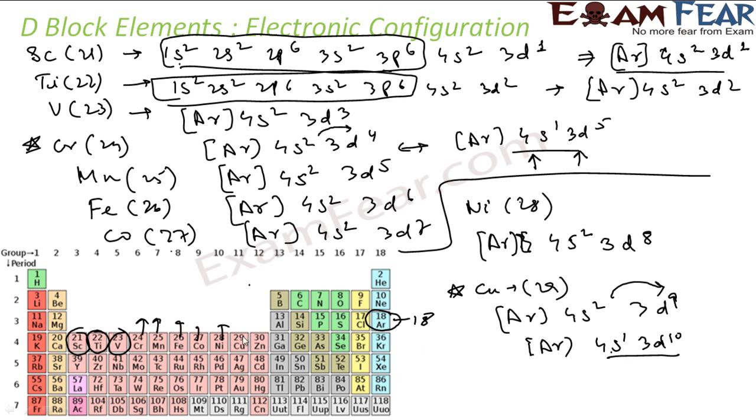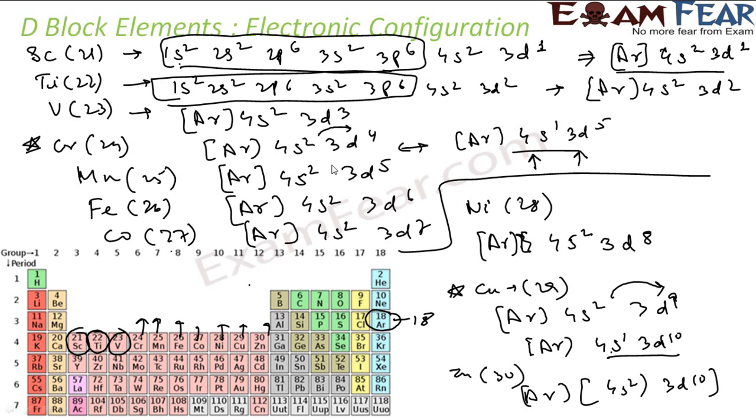And then you have zinc. Zinc is 30. So the electronic configuration: argon is 18. Then you have 4s2, 20, and then 3d10, 30. Total is 30. This is the electronic configuration of zinc.